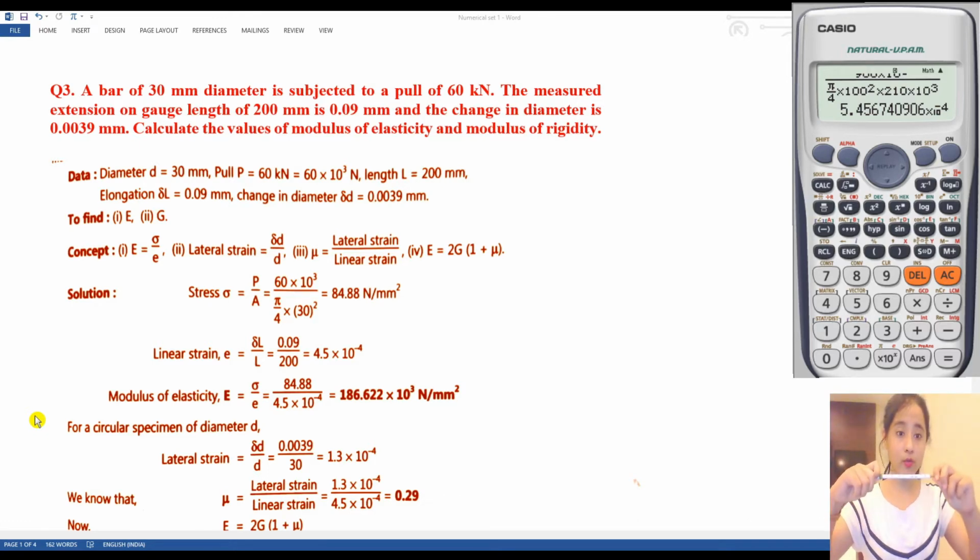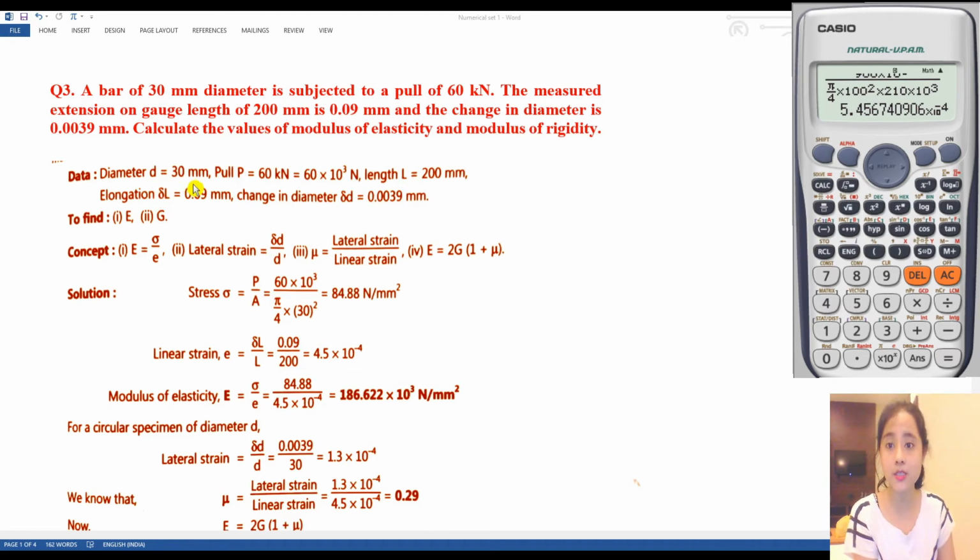So now the length of this bar is given equal to 200 mm, and because of the pull, the extension in length is given equal to 0.09 mm, and the change in the diameter is 0.0039 mm. When the length increases, the diameter will decrease, so the decrease in diameter is given equal to 0.0039. Calculate the values of modulus of elasticity and modulus of rigidity. Modulus of elasticity E and modulus of rigidity G we have to find. So let us first see what is given.